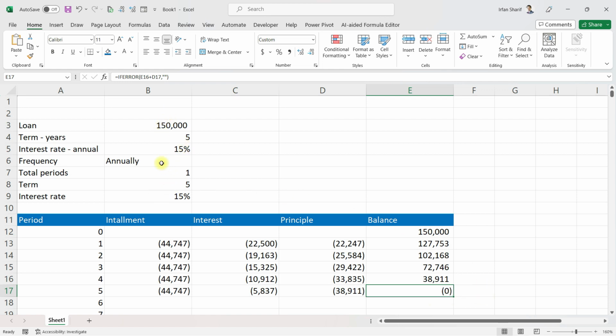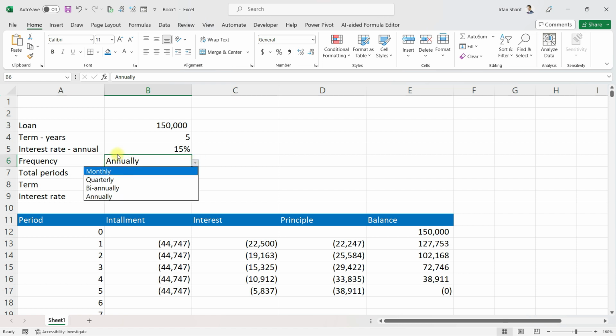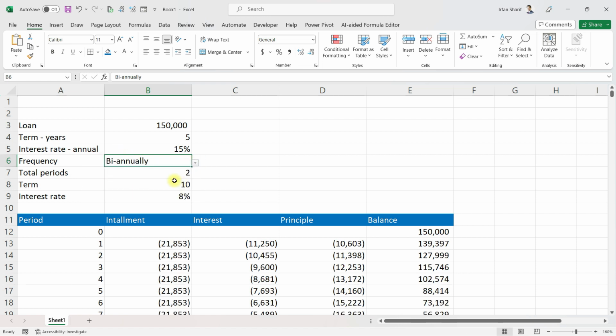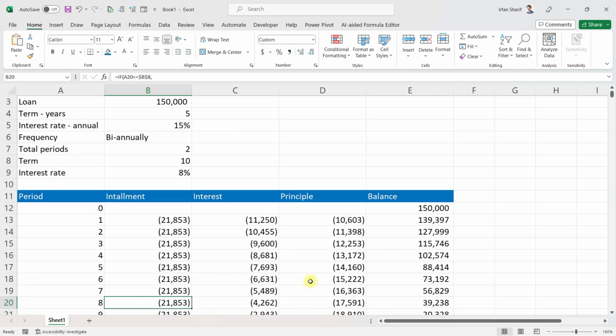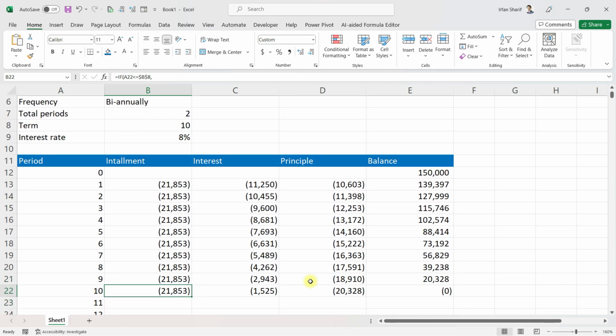Similarly, if I keep everything as is and just change this annually to biannually, now you know that even though there are 5 years only, the term is 10 periods. And if we scroll down, you should be able to see that till period number 10. So in period number 10, you can see your loan amount has become 0.